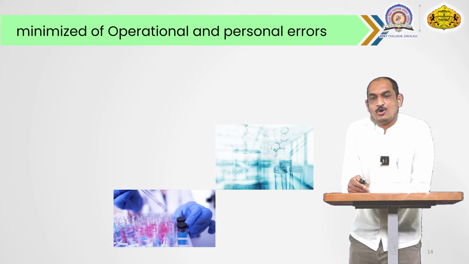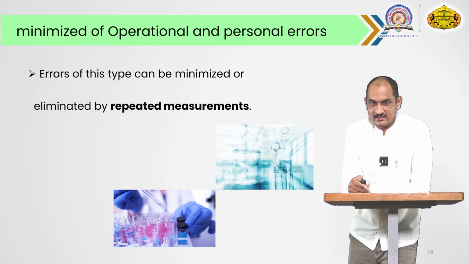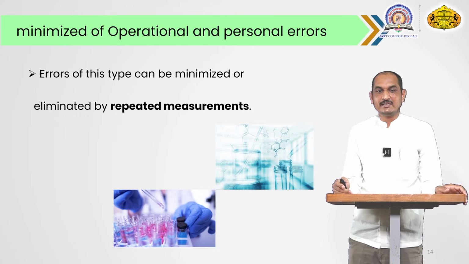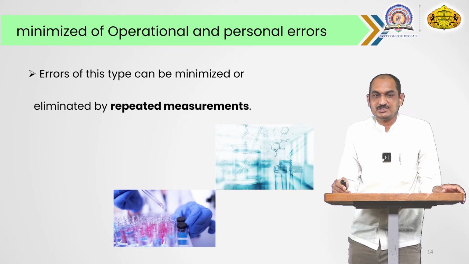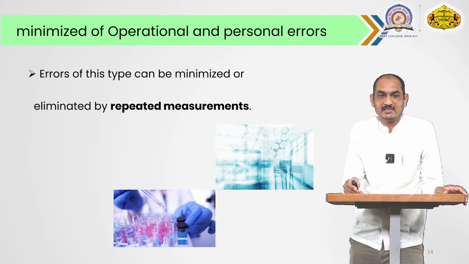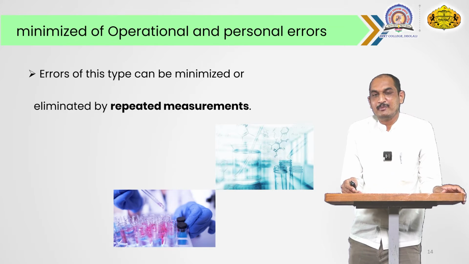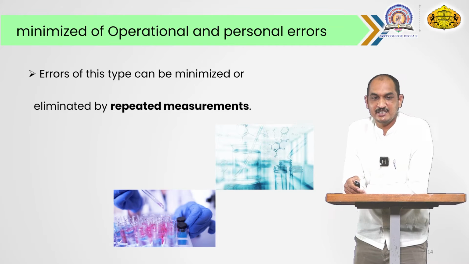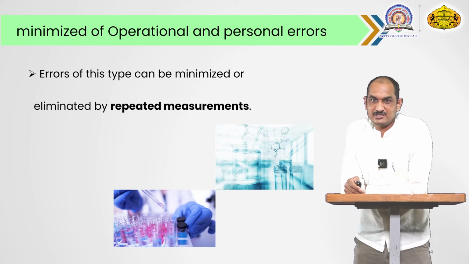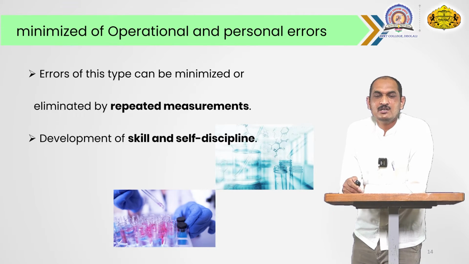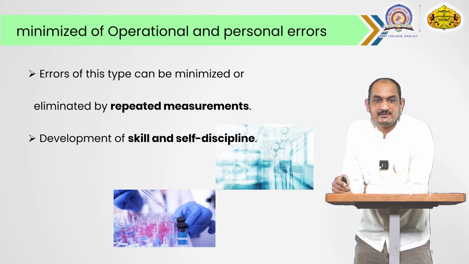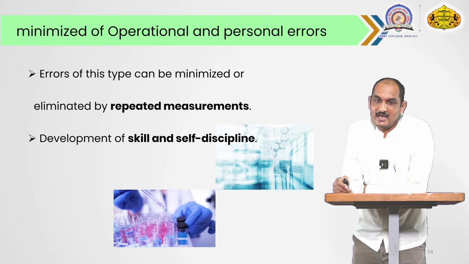How to minimize the operational and personal error? For the minimization or elimination of such a type of error, we can eliminate the error by repeated measurement. We can repeat the same experiment under identical conditions to minimize operational and personal error. Another way to minimize the operational and personal error is to develop skill and self-discipline during the analysis.